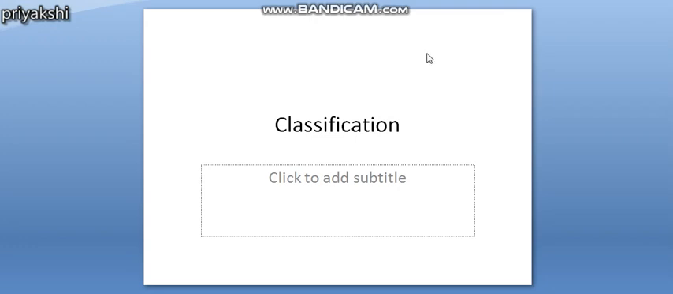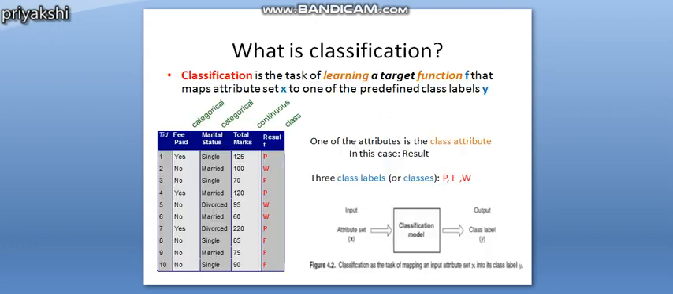Okay, so to start with, let's take the definition that is given in the book. Classification is the task of learning a target function f that maps attribute set x to one of the predefined class labels y. So you should always know that in a classification model, we always give input as the attribute set and the output will always be a class label.